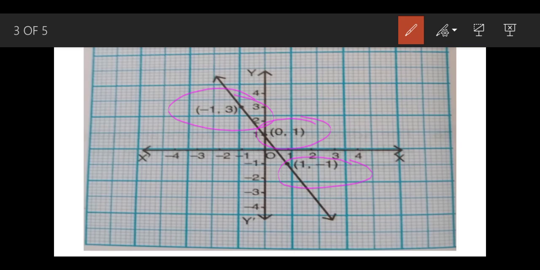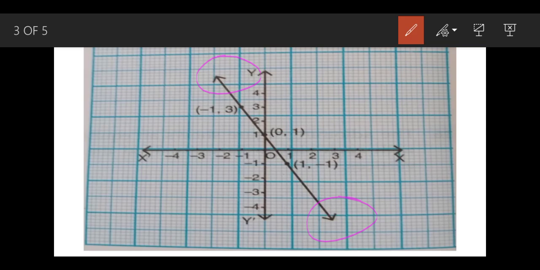Do remember, as the equation represents a straight line, these coordinates should come on a single straight line. Suppose they are not, it means you have to check your calculation. You have done something wrong. So they must come on a straight line. Join these with a straight line. Mark the arrows after extending the line on both sides.